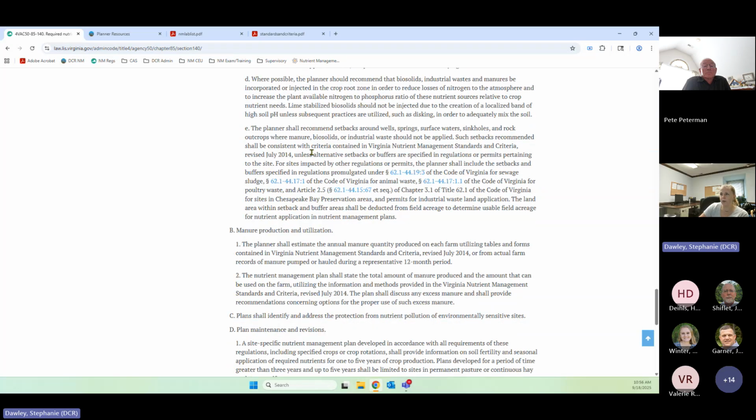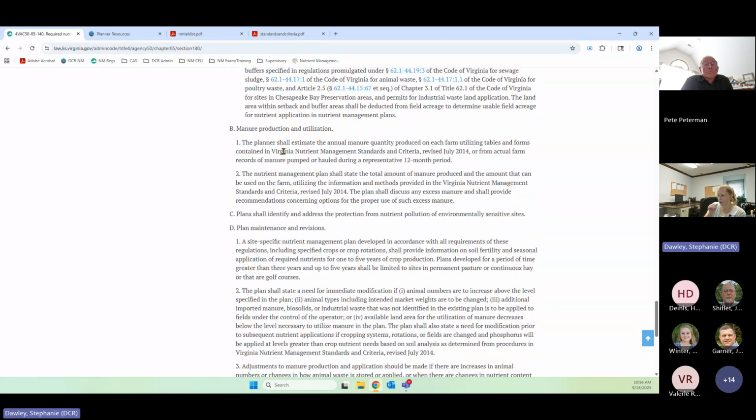And the planner shall recommend, and again, this is usually in the narrative, which we will probably talk about at our next meeting, setbacks around wells, springs, and surface water, just to make the farmer very aware what those setbacks are. And they are listed in the standards and criteria, or if it is a VPA plan, they can also be attached to that particular permit.